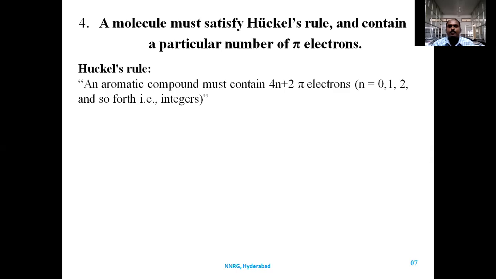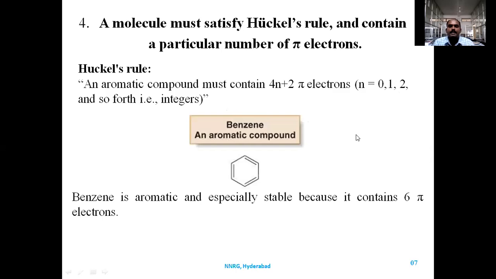So any aromatic compound, a cyclic compound, if it contains 4n plus 2 pi electrons, then it can be called aromatic. So if n gives an integer value such as 0, 1, 2, 3, 4, 5, then the molecule can be called aromatic in nature. So we'll have an example, benzene.